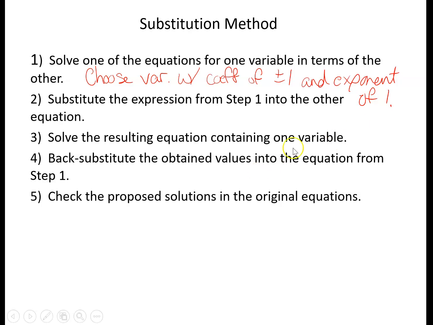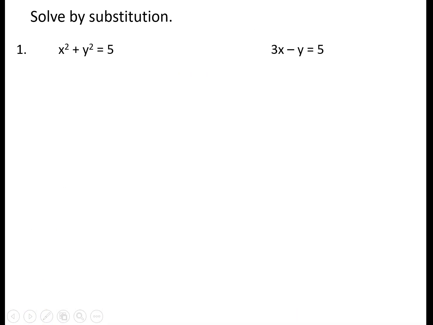So let's go ahead and look at our first example. So we've got two equations here in our system, and we're going to solve by substitution. So we're trying to pick a variable to isolate. Now, when we look at our first equation, we do have coefficients of 1, but we have exponents of 2, so we don't want to choose those. If I tried to isolate x here, I'd have to subtract the y squared. Let's just look at it real quick.